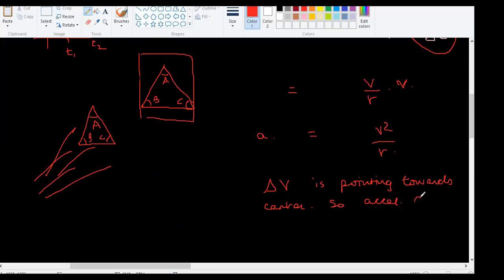So acceleration direction is towards the center. Okay. So since it is towards the center, we call it centripetal acceleration.